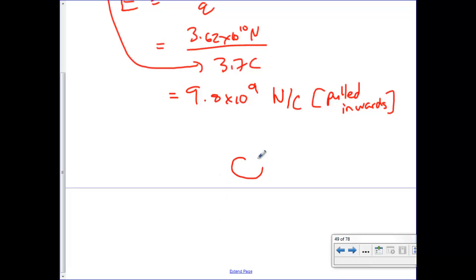If you were to have a diagram, you'd have your negative charge right here, and then your positive right here is being pulled inward.